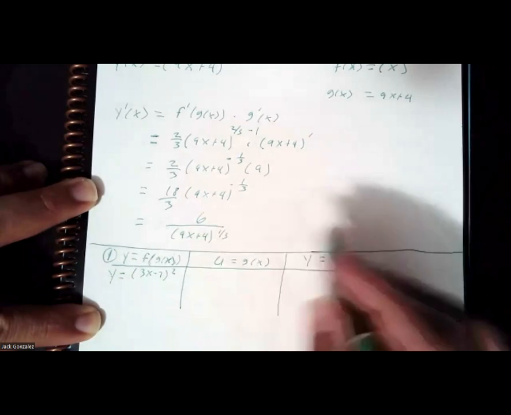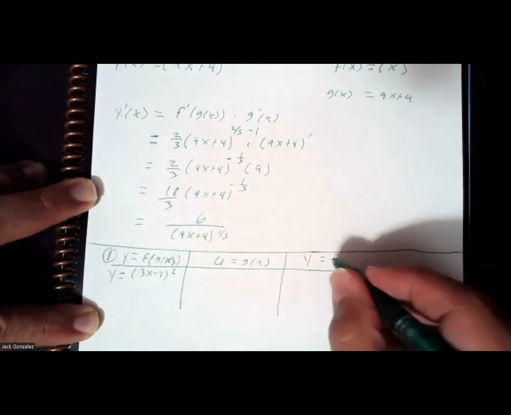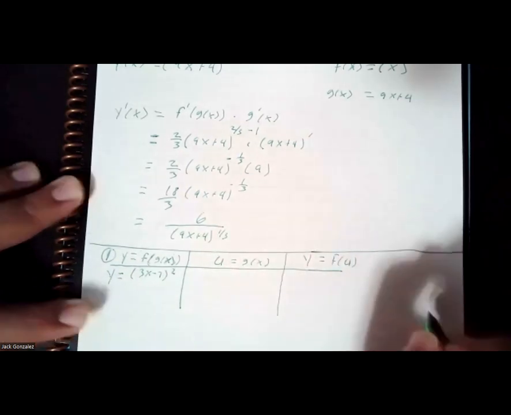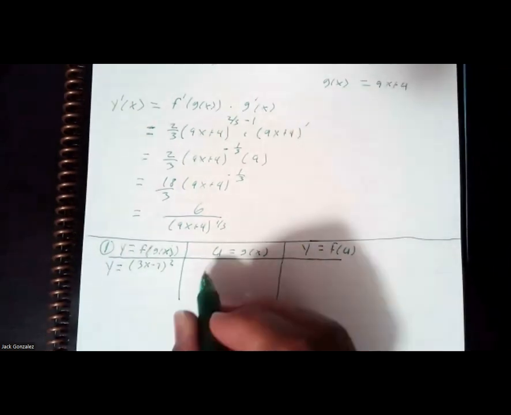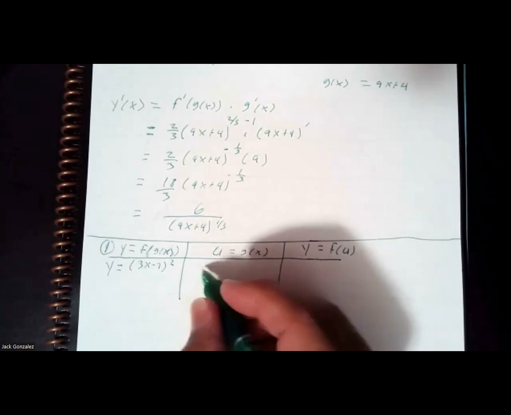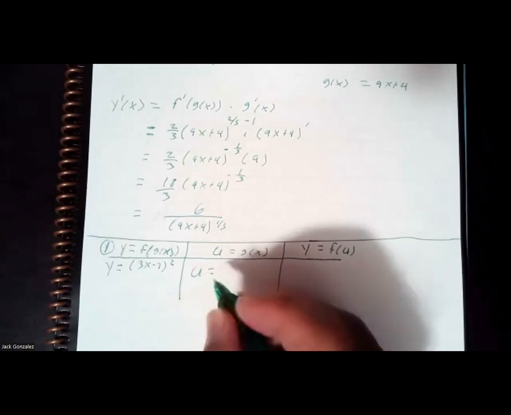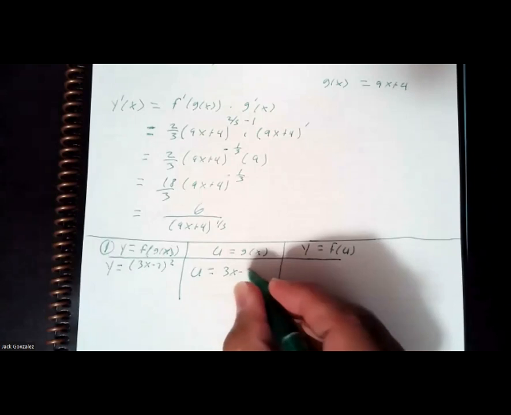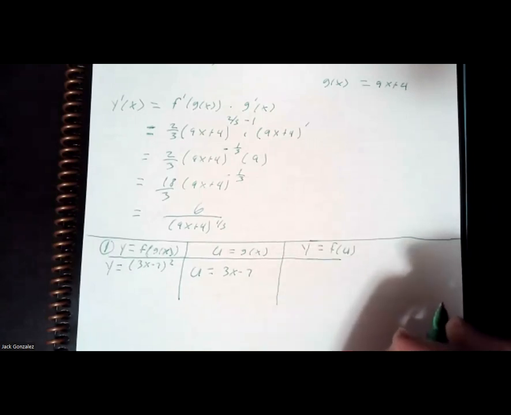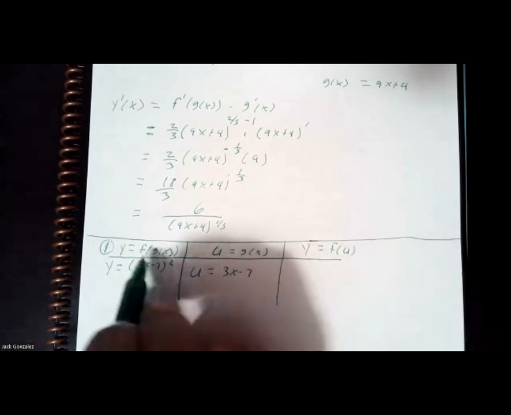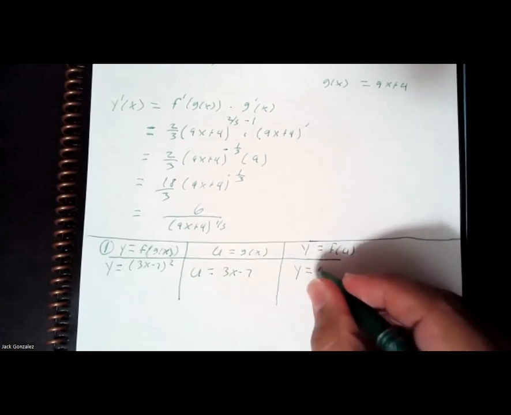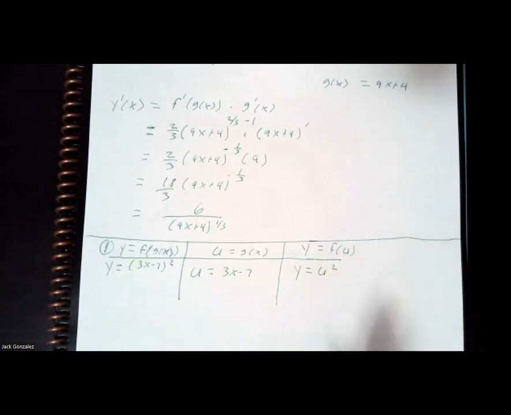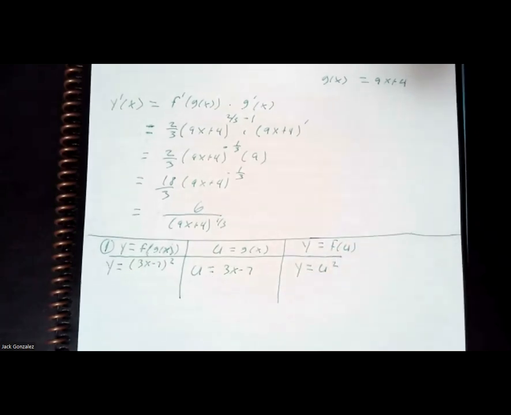Okay, so the inner part becomes u, therefore this is now f of u. So they ask you, well, what is the inner part? Obviously, u would be equal to 3x minus 7, right? Now that you've replaced the inner part with u, that means that y would be equal to u squared. So when you set it up this way, it's a little easier to use the Leibniz notation.